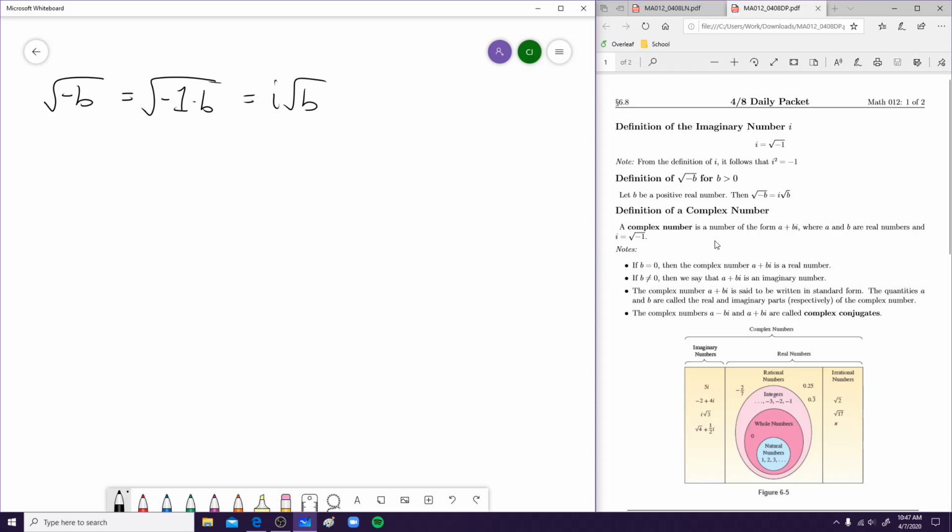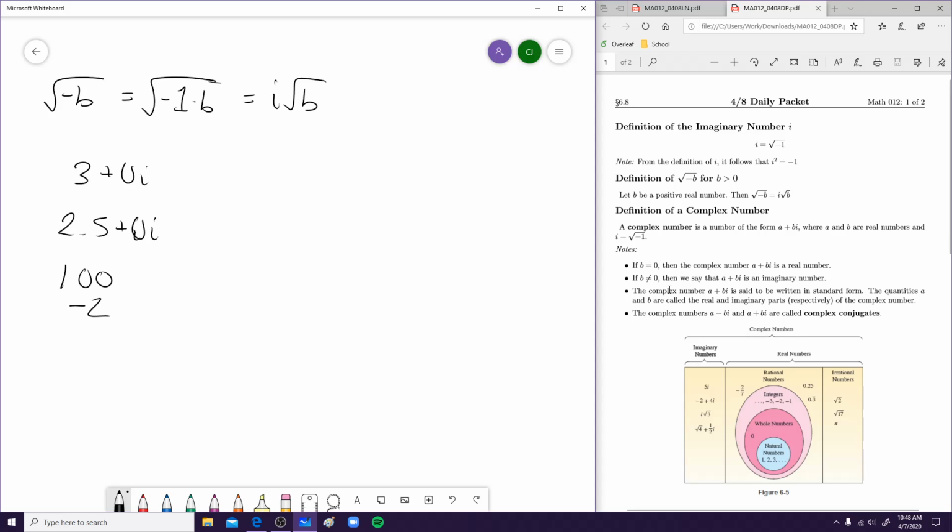So the definition of a complex number is that it is in the form a plus bi, where a and b are real numbers, and i is equal to the square root of -1. A couple of notes: if b is equal to 0, then the complex number a plus bi is a real number. So all the numbers that we've been dealing with, like 3, 2.5, 100, -2, all of them have plus 0i at the end of it, right? We just don't talk about it.